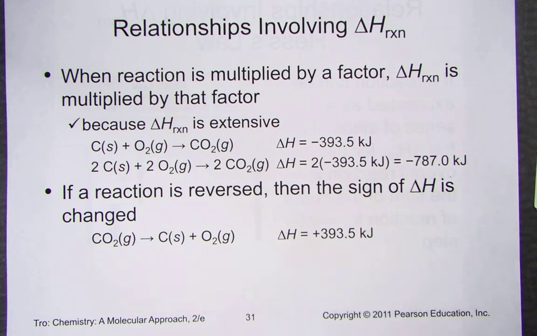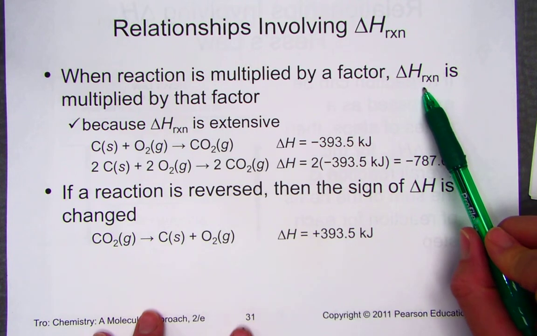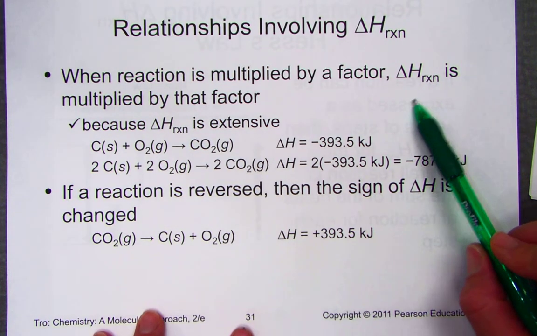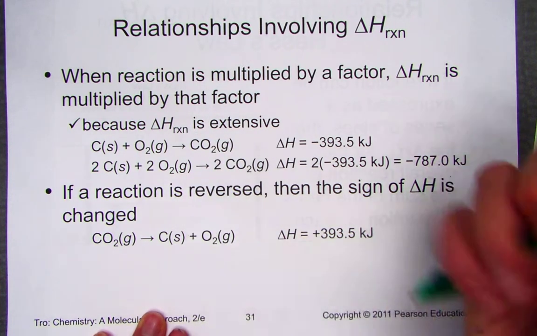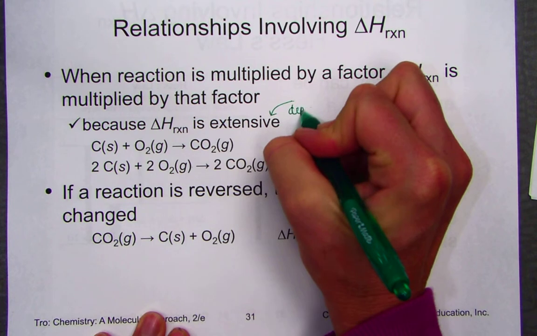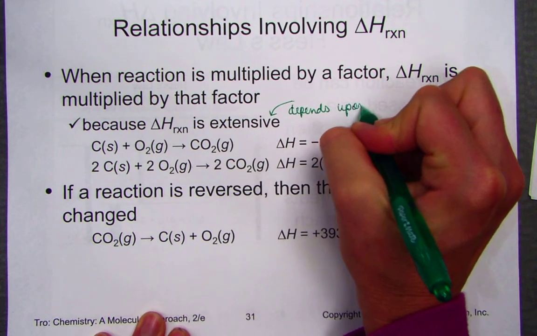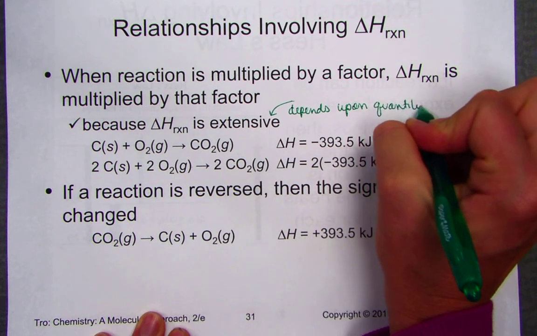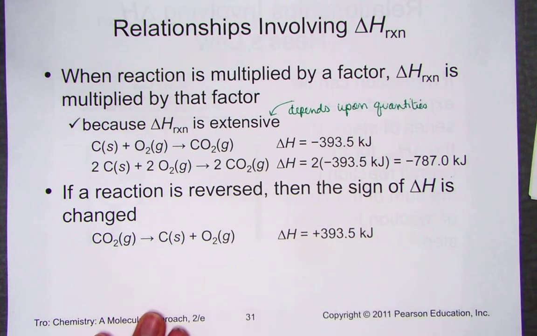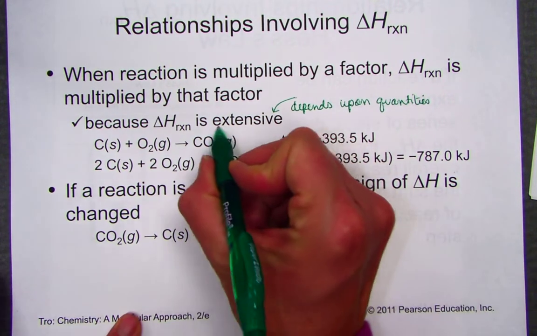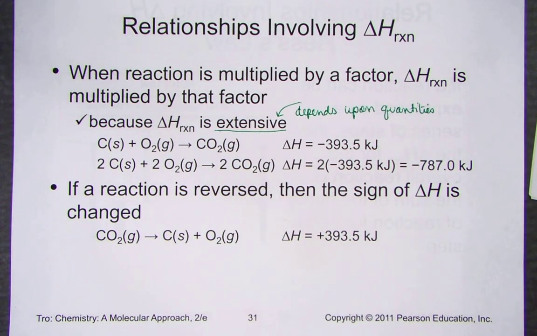In this section of our text, we begin visiting something known as Hess's law, those relationships involving the heat of a reaction, delta H. When reactions are multiplied by a factor, the delta H of the reaction is multiplied by that same factor. Recall that delta H is extensive. That term simply says it depends upon quantities. How much you have will affect the amount of reactant and product, and will affect the size of delta H. The term extensive, mass is an extensive property. It changes with the amount of matter you contain.